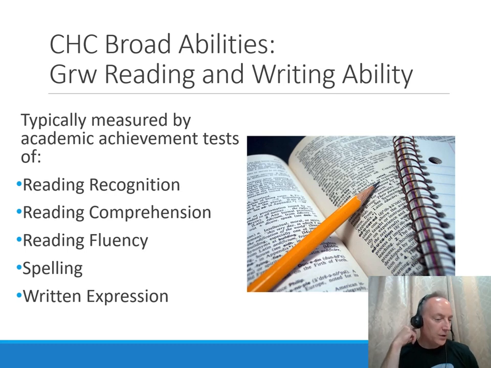Then there is the broad ability of reading and writing ability. This is typically a broad ability that is measured by academic achievement tests rather than intelligence tests. It would include both your ability to read words, but also to answer comprehension questions about passages you read. It would be reading fluency, so how many words can you read in a minute accurately? It would include spelling, it would include written expression. All of those fall under the broad ability, reading and writing ability.